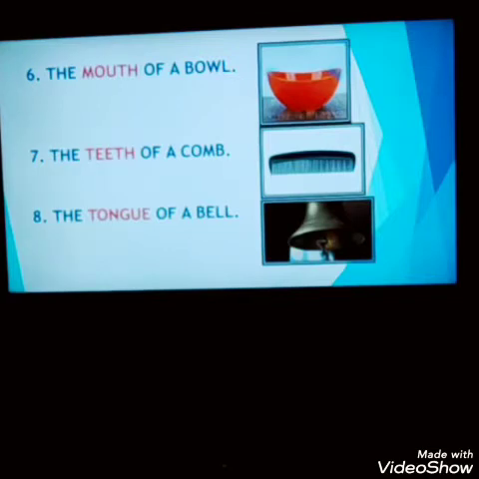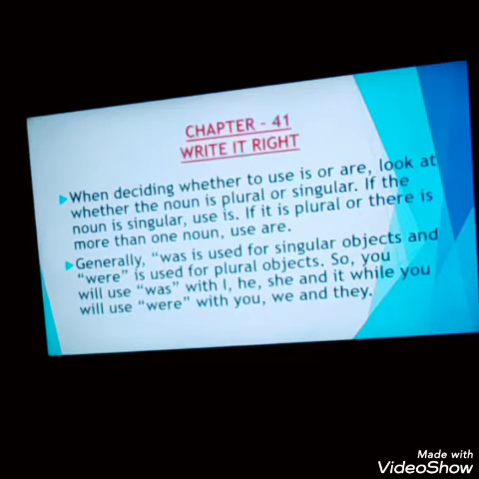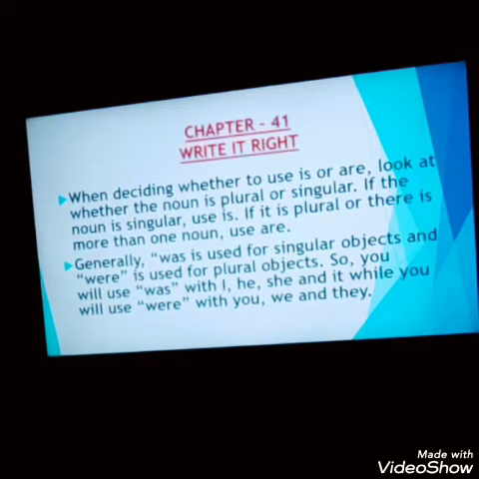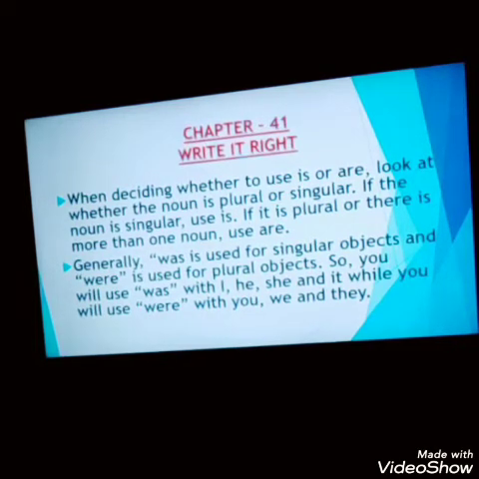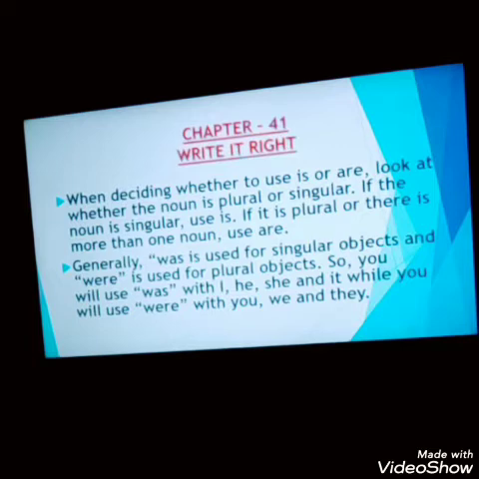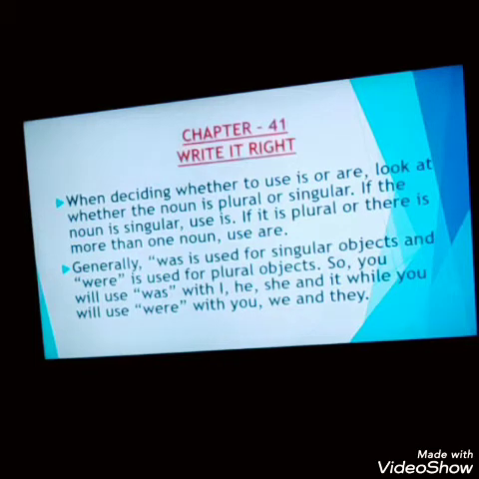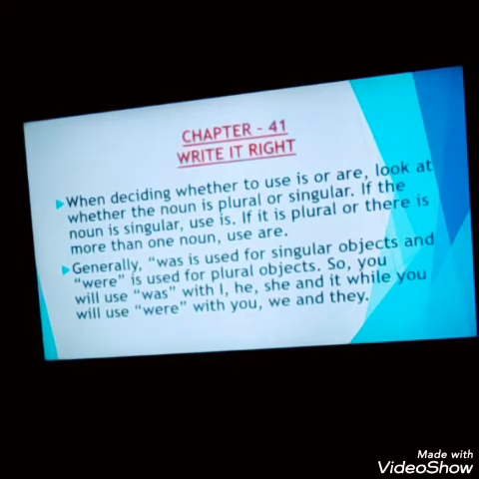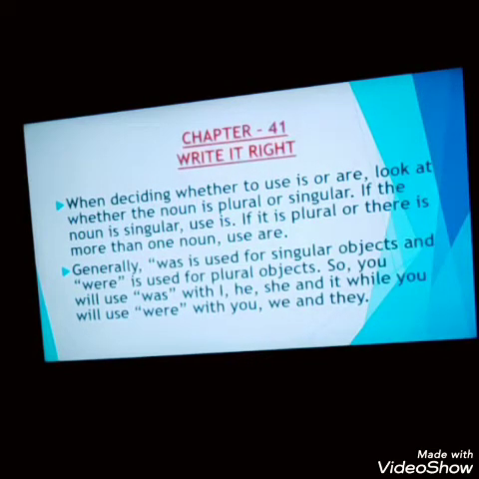Let's come to our next chapter. So let's talk about chapter number 41, write it right. When deciding whether to use is or are, or was or were, we have to look at whether our sentence has a plural noun or a singular noun. If the noun is singular, singular means one, we will use is and was. And if the noun is plural, we will use are or were.